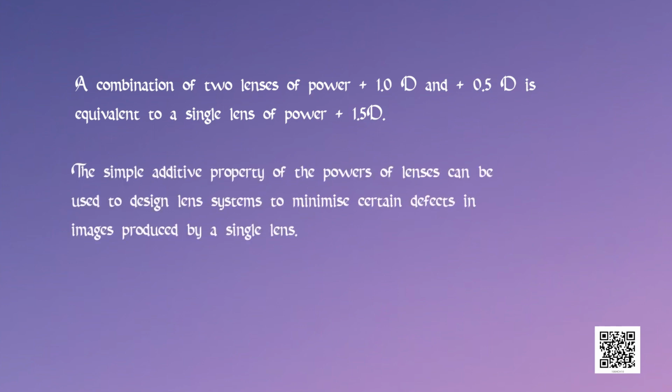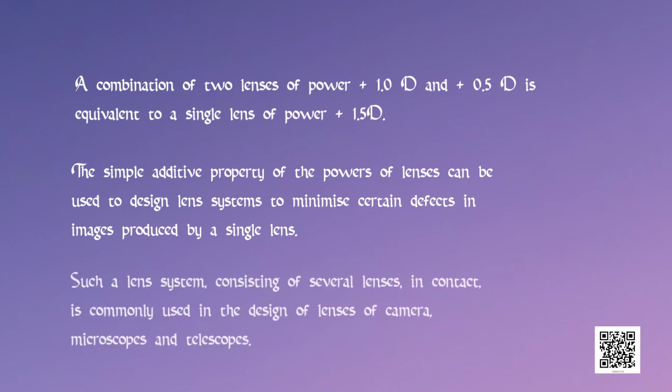The simple additive property of the power of lenses can be used to design lens systems to minimize certain defects in images produced by a single lens. Such a lens system consisting of several lenses in contact is commonly used in the design of lenses of camera, microscopes, and telescopes. Why not take up a numerical to solve?